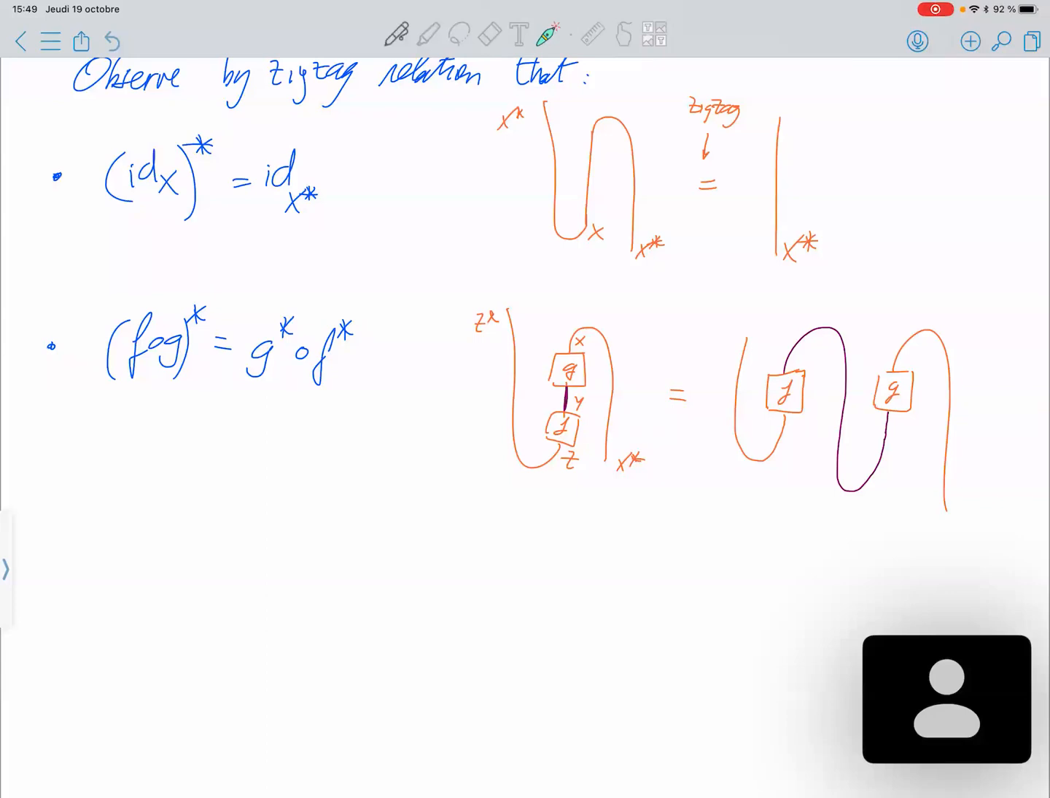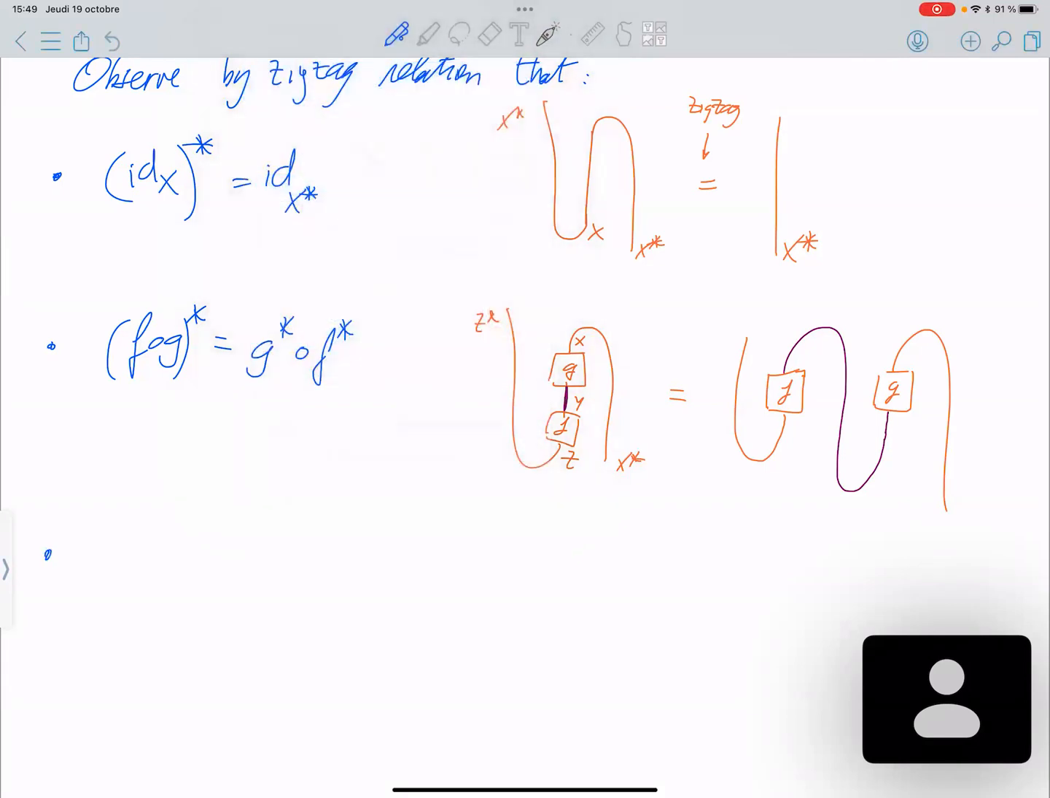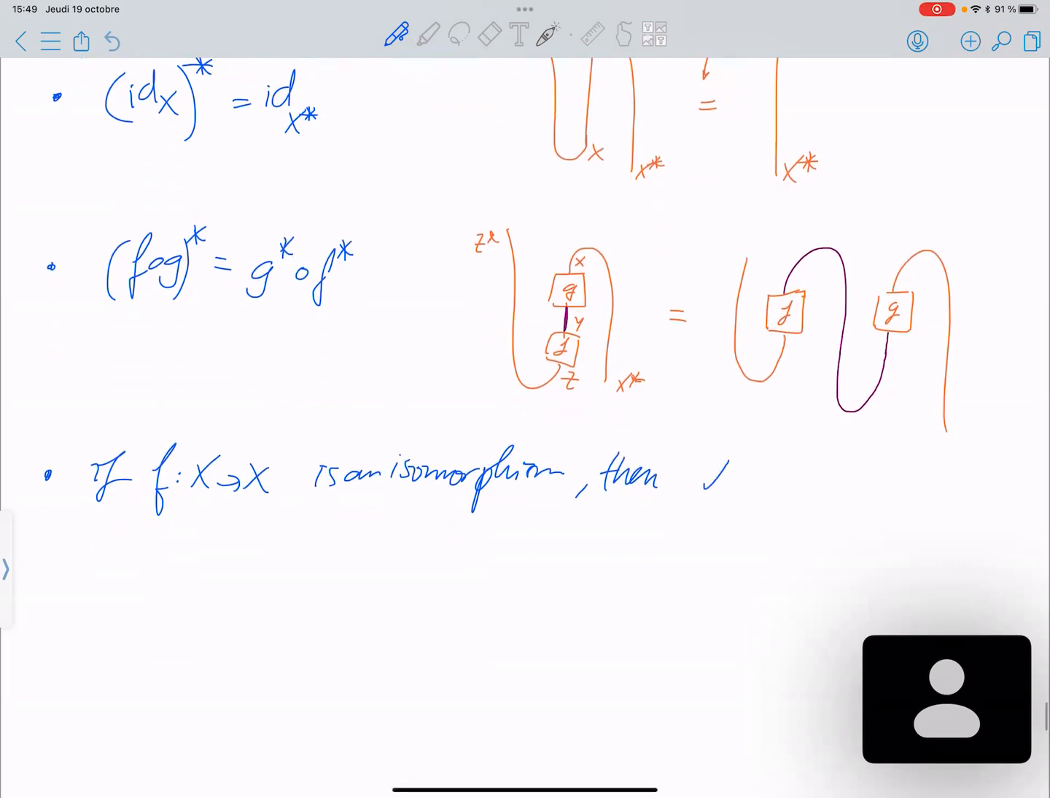Okay. And the last trivial relation is, if F between X and X is an isomorphism, then F inverse star equals F star inverse.